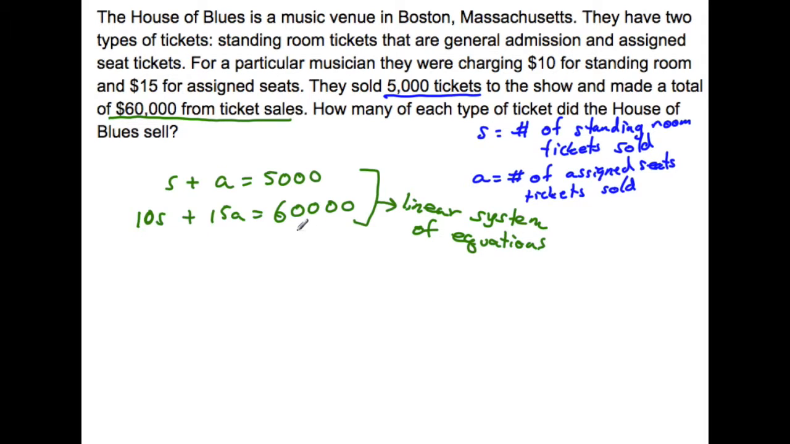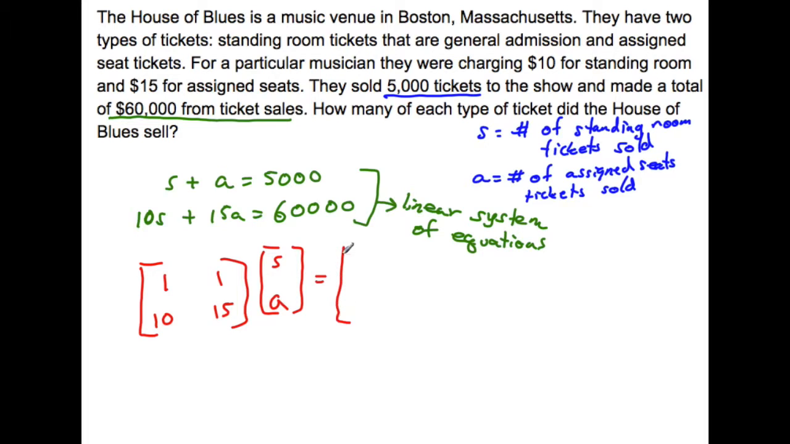Now I just want to transfer it into a matrix equation. So I just take the coefficients off each variable. One for the S, one for the A in the first equation, then 10, and then 15. Now multiply it by the variables matrix. S first, because that's first in both of these, and then A second. And then my solution matrix, which is 5,000, 60,000. So this is my matrix equation.